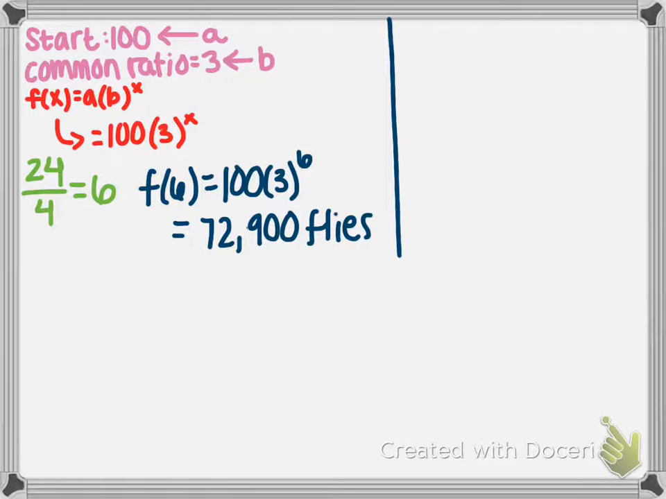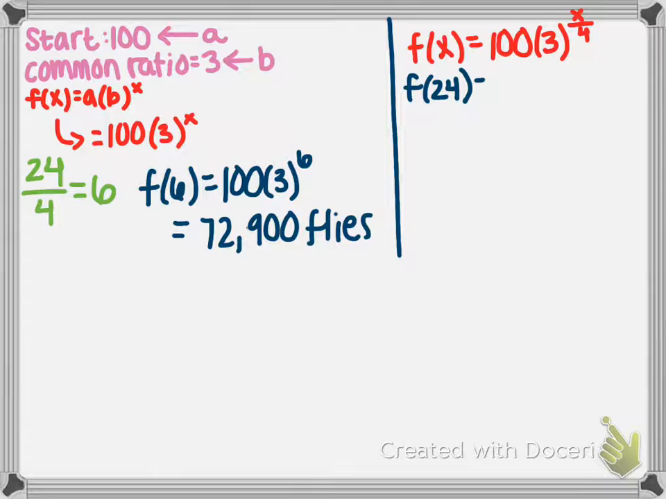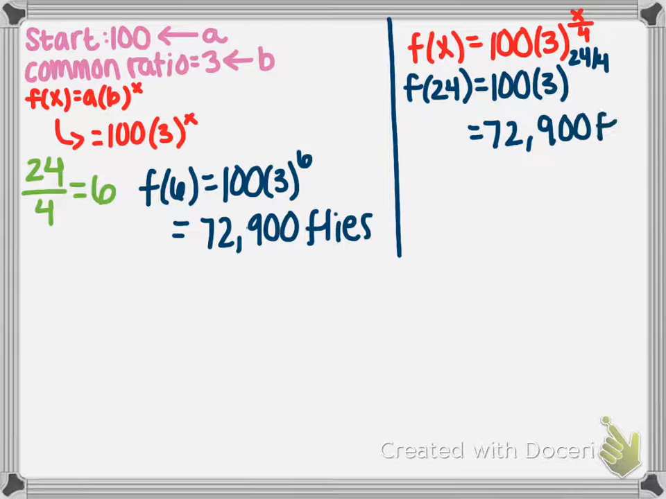We also could have written it like this. Since we know that the increment of time is every 4 hours, we would have the same base and starting place, but when we raise it to the power, we would do x divided by 4. So however many hours we're given, we divide that by 4. Let's see if that still works. So when we put 24 in for x for 24 hours, we have f of 24 equals 100 times 3 to the 24 divided by 4 power. And that is also 72,900 flies.